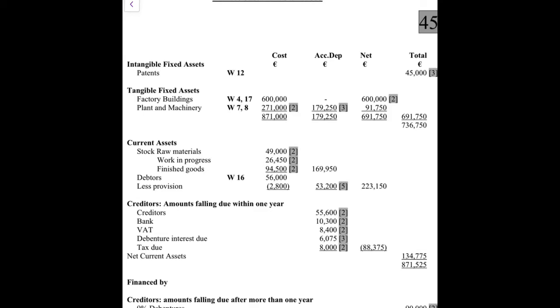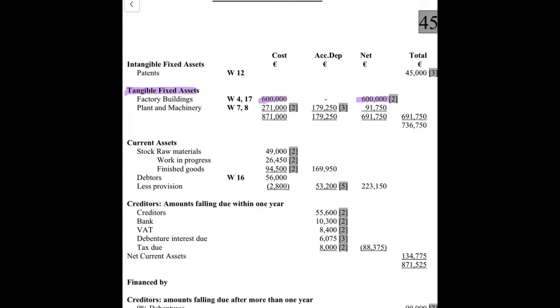Then you've got your tangible fixed assets. These are the fixed assets that you can see and touch, so they're the physical assets. A patent isn't a physical asset. Your factory buildings are going in at the revalued amount. So this is what I said earlier in the video. It's 600,000 minus nothing. You've got no depreciation, because once you revalue an asset or your buildings, all of the depreciation goes back down to zero. So that's why I've got nothing, and it's leaving my value of the buildings at €600,000.